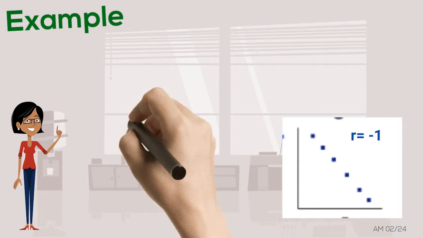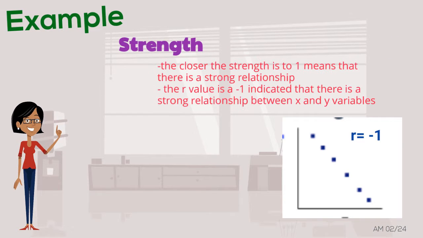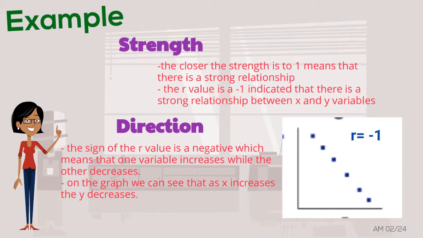The data tells us that the correlation coefficient is -1. Let's find out what that means. The strength can be between 0 to 1, and with the correlation coefficient as 1, we can see that there is a strong relationship. Now for direction. The sign is negative, and based on the graph, we can see that the x increases while y decreases.